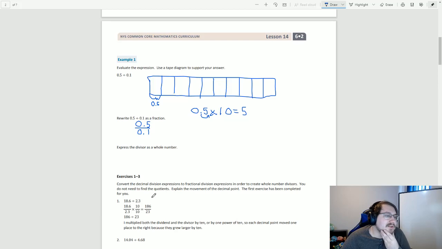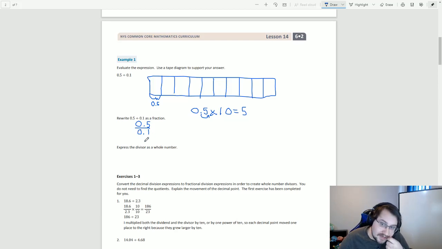The last part of example 1 tells us we want to express our divisor, our second number, the 0.1, or our denominator if we're talking about the fraction, as a whole number. I don't want it to be a decimal anymore. So, let's do that.